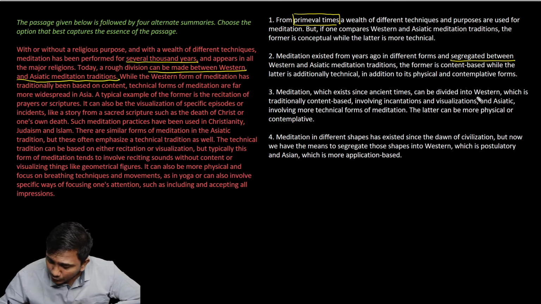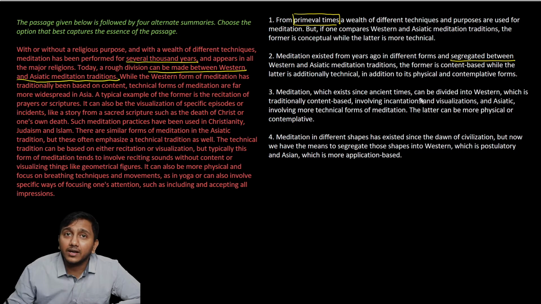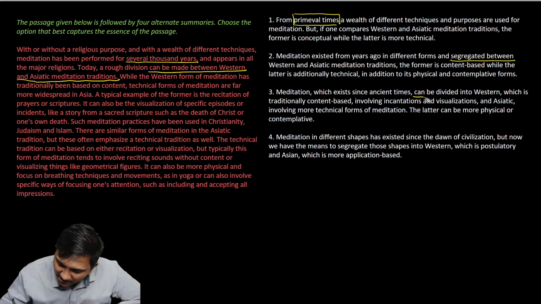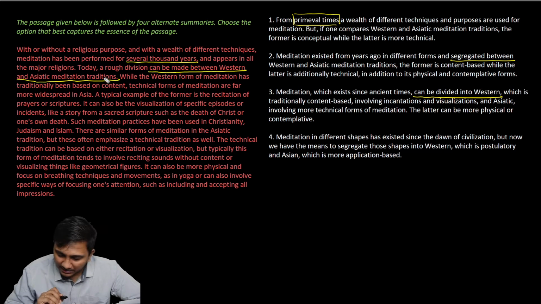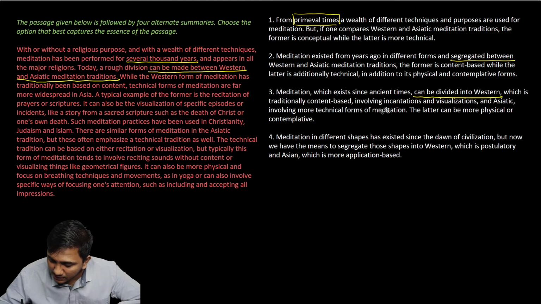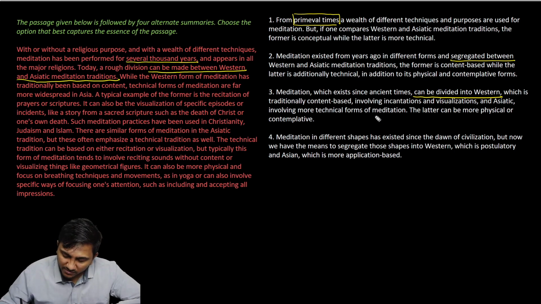Can be divided into Western. See, look at the language here, guys. Can be divided. And that's exactly what the passage also says: today, a rough division can be made between Western and Asiatic meditation traditions. So, can be divided into Western, which is traditionally content-based, involving incantations and visualizations, and Asiatic, involving more technical forms of meditation. The latter can be more physical or contemplative. I think this seems okay. Let's look at the next one.